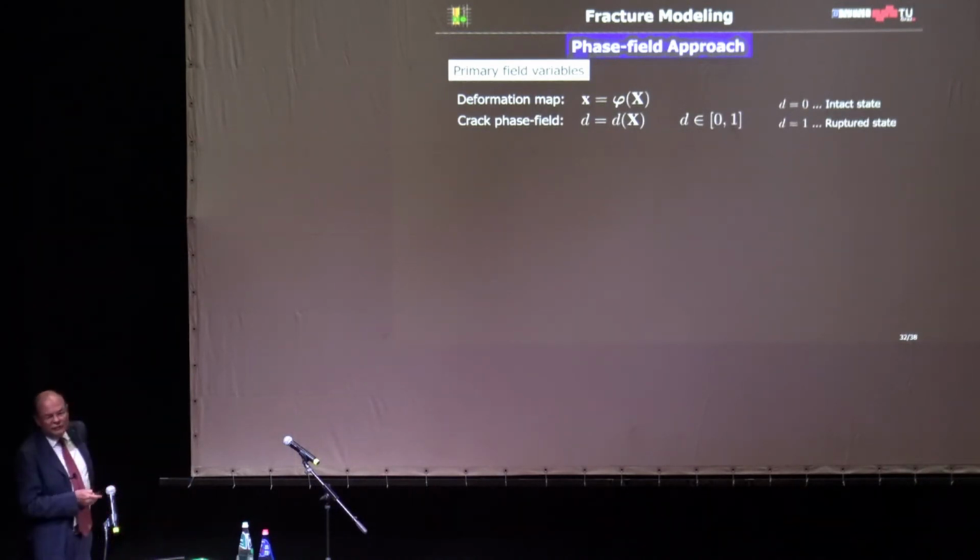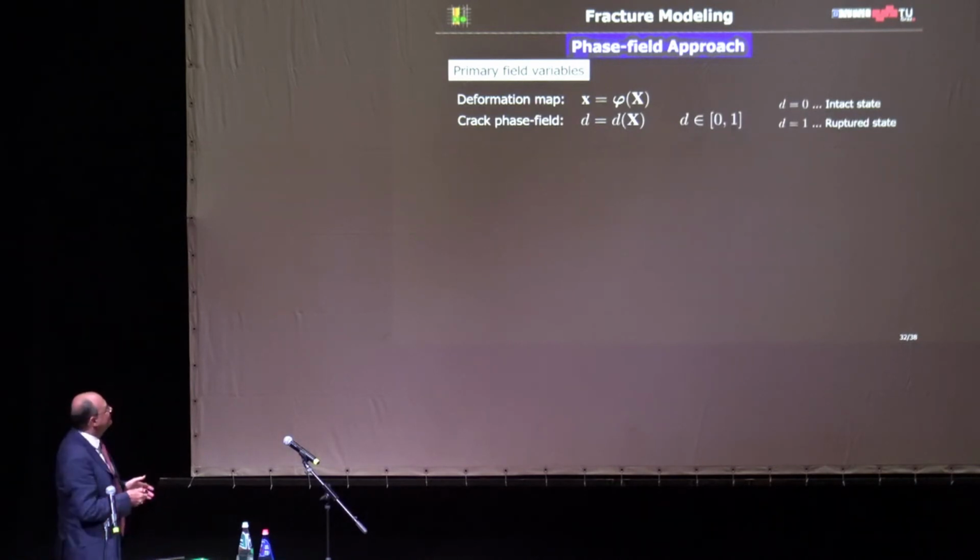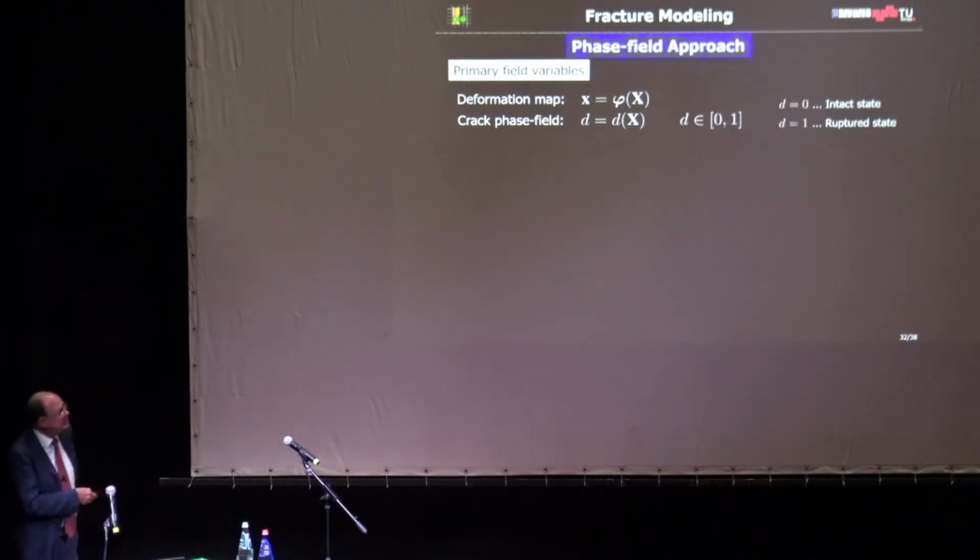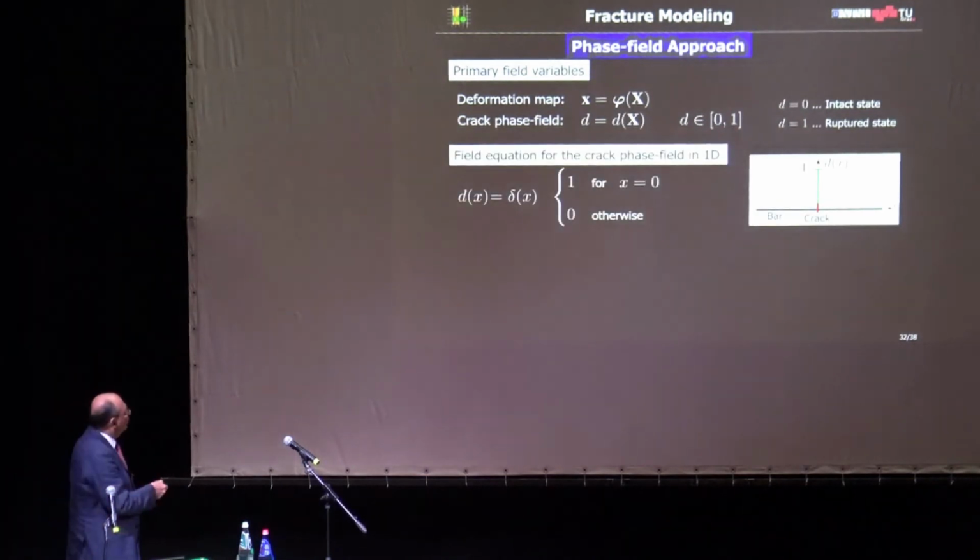And we use a phase field approach. This is one possibility. So we have here the primary variables, basically the deformation map, lowercase x as a function of uppercase X, and the crack phase field d, which goes between 0 and 1. 0 is the intact state and 1 is a ruptured state. And in 1D, you see here the field equation for the crack phase field.